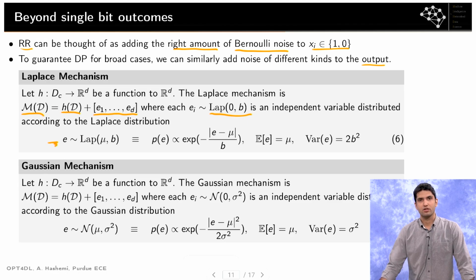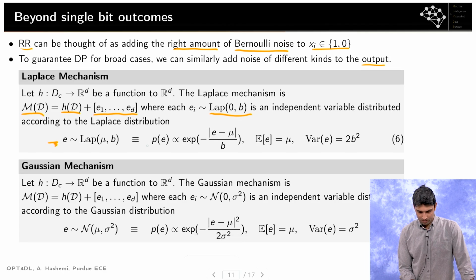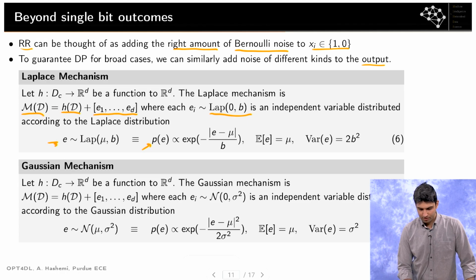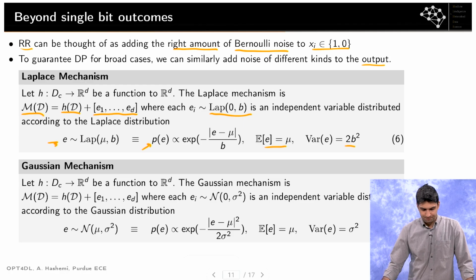It is very similar to the Gaussian distribution. It has a mean parameter, mu, and something that resembles a standard deviation, b. In particular, the probability density is proportional to the exponential of minus the absolute value of e minus mu, divided by b. Again, mu is nothing but the mean, and b is related to the standard deviation. In particular, the variance is going to be 2b squared. So that's the Laplace mechanism.